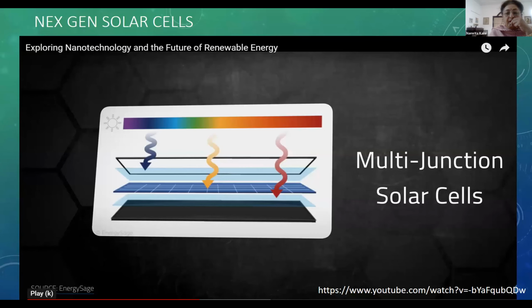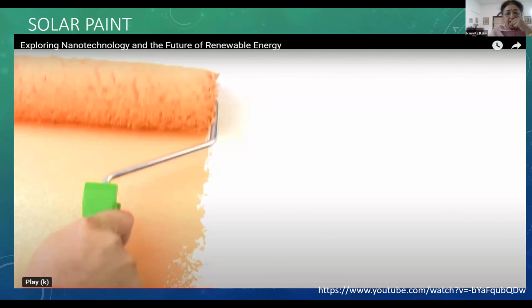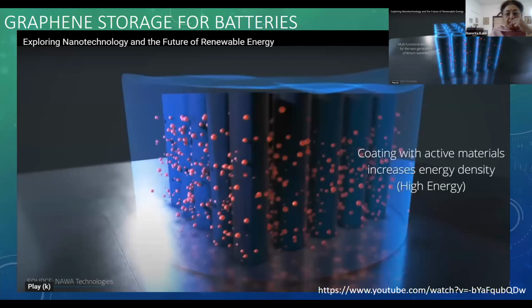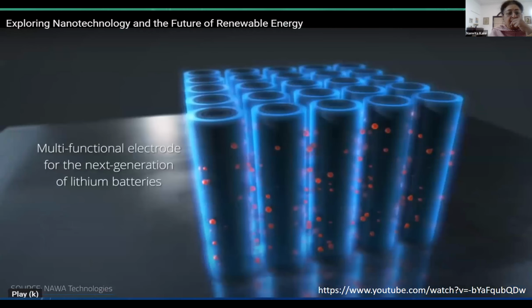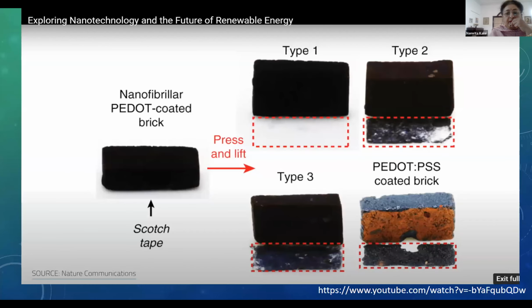But these can also be leveraged to upgrade the previous technologies by having multi-junction solar cells, quantum dot solar cells, nano paints, nano printables, as far as big battery or storage is concerned, coating with active material for energy density, and next generation lithium batteries, and then even converting bricks into energy generation.